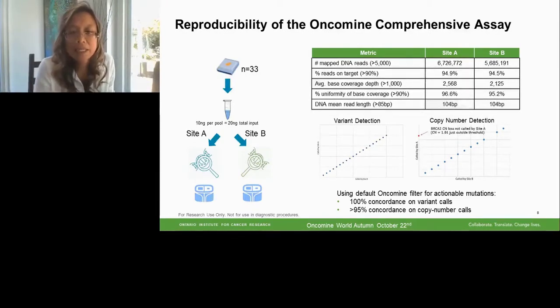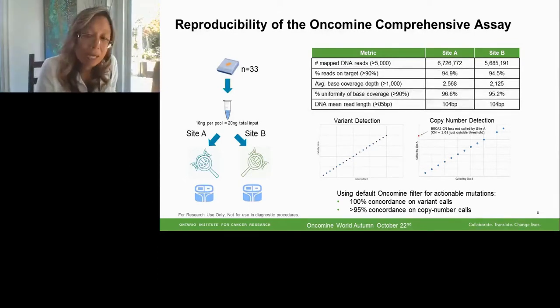When we looked at the concordance between the variant detection and copy number detection, and these are based on the default Oncomine settings, we see that there was excellent concordance on those variant calls between the 2 sites and over 95% concordance on copy number calls. And as you can see here, in one site, the BRCA2 copy number loss was not detected, but when we looked at that data, you can see that the copy number was just outside the established threshold for the assay. So again, we were really happy with these initial results.